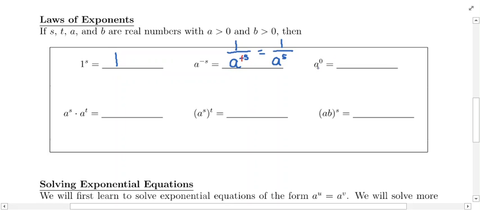Next, if you have something to the 0 power, what's that going to be? Well, we talked about this too. It's 1. Anything raised to the 0 power is 1. That's a very handy thing to know. Okay, going on to the next row.